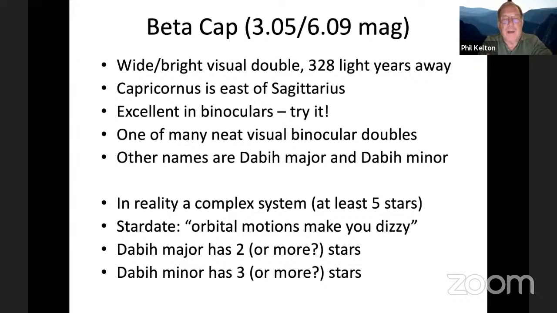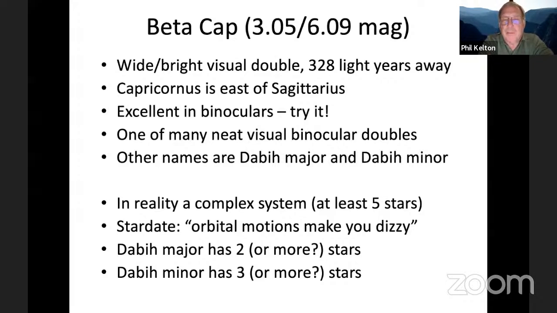and Capricornus. And just like Zubenelgenubi, it's a wide, bright visual double, just east of Sagittarius. Again, it's excellent in binoculars. And so in these star parties, when I'm explaining things like this, if people have binoculars, I always tell them, look at it with your binoculars. You'll be surprised at how nice a view you get of these bright visual binary doubles.